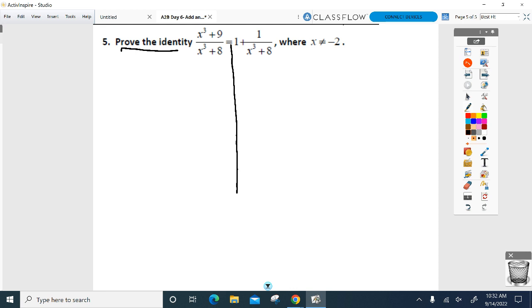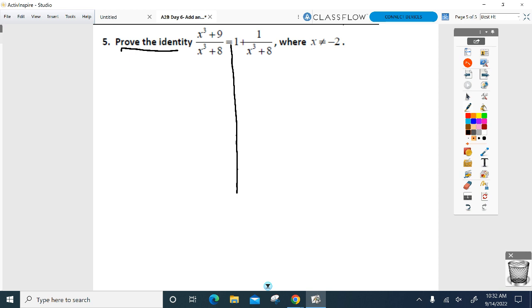Now we got to make a class decision. What side do I work on? Because if I pick one side, I got to work on it and try to make it look like the other side. Any discussion on what side you want to work on to make it look like the other? I agree. What do we want? Left. Left? Okay, my first question is, what do you want to do?